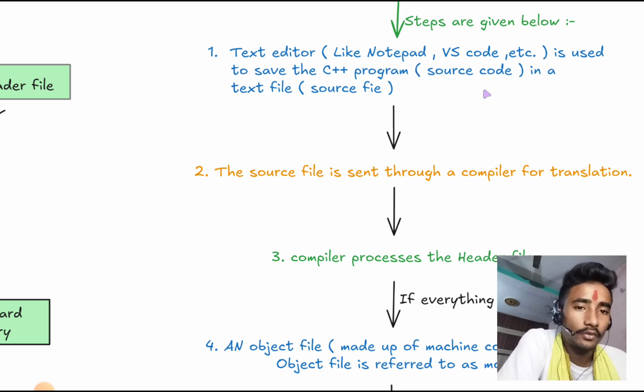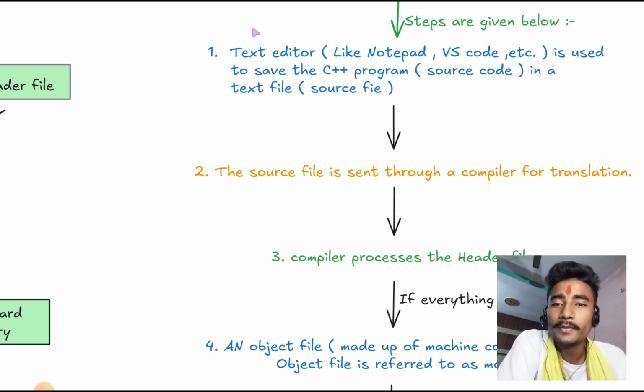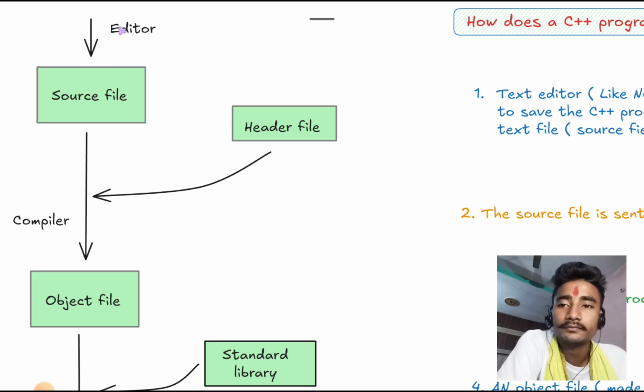If you write any code in your text editor with the extension of C++, then that code is known as the source code of a C++ program. So you can say that the C++ program is known as source code and the text file is known as the source file. As you can see, the source code is saved in a source file by the text editor.